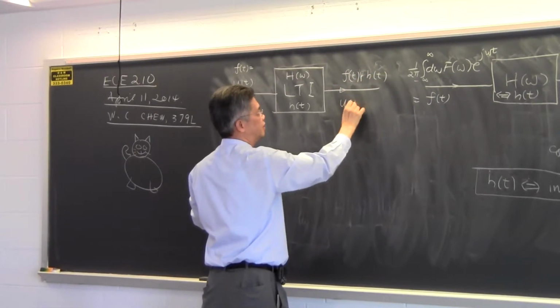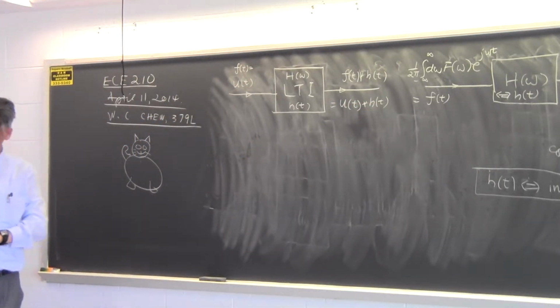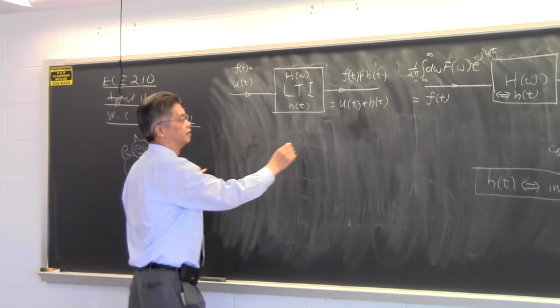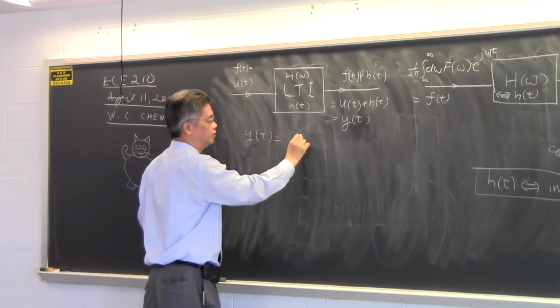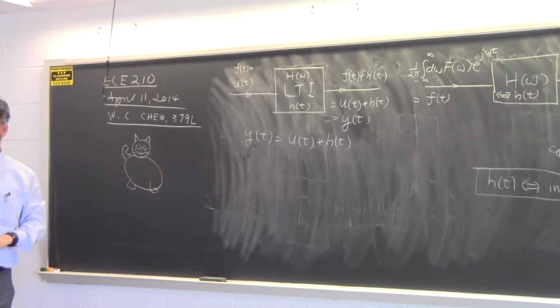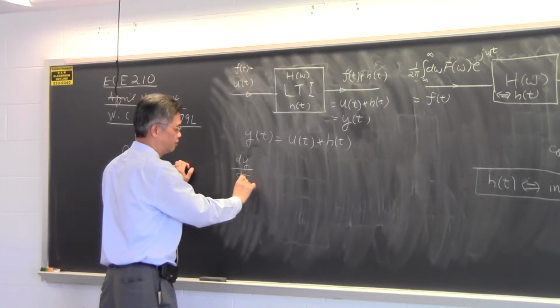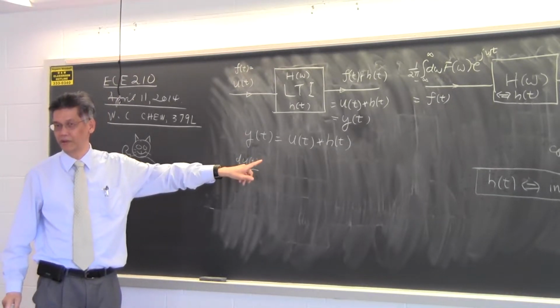which is just u of t convolving with h of t. That is what the output is. So now I know that this is my output, y of t is equal to u of t convolving with h of t. Now, if I were to differentiate this equation, what happens if we differentiate it once? If I differentiate it once on the left-hand side, what do I do on the right-hand side?